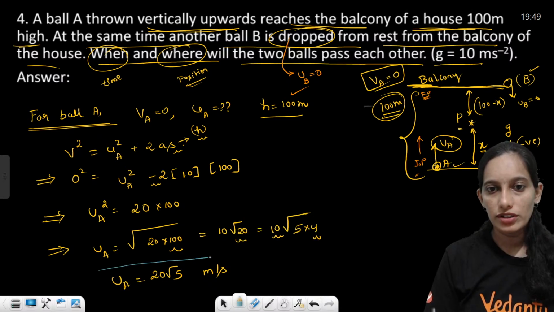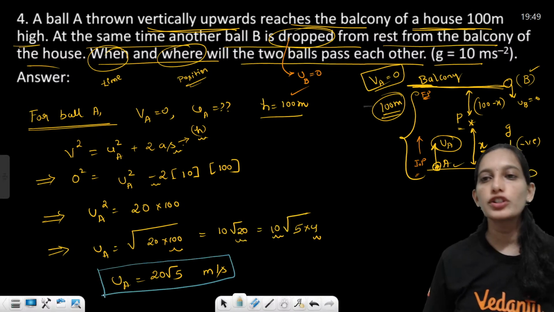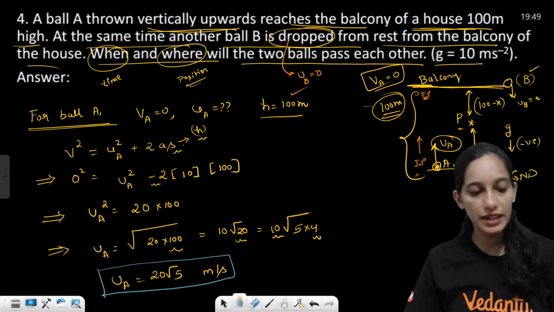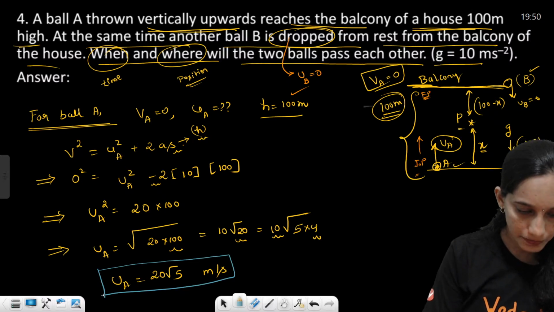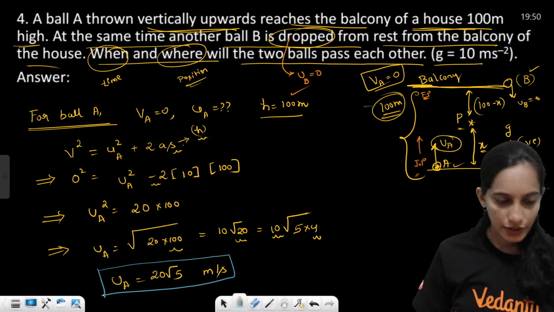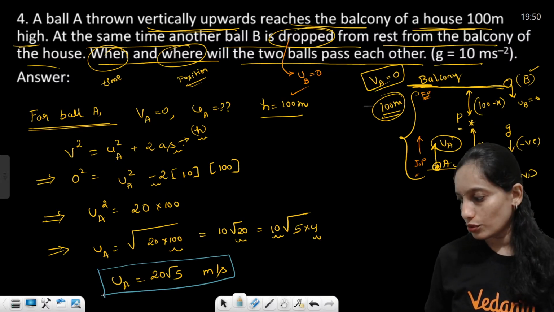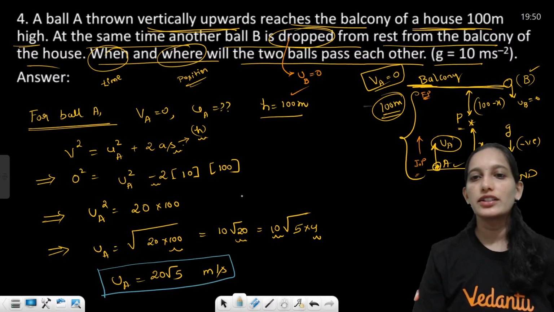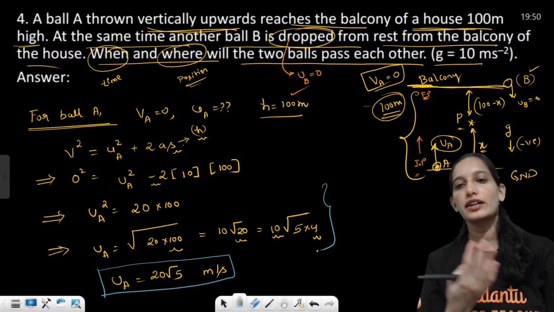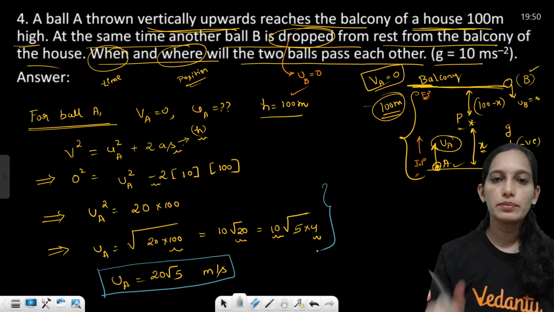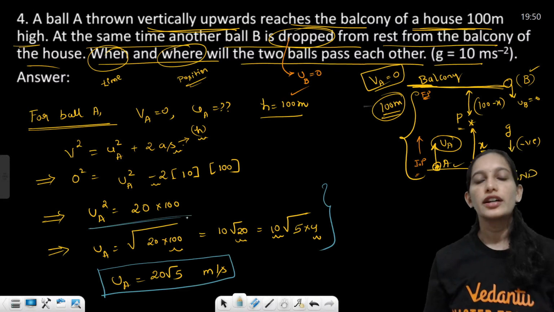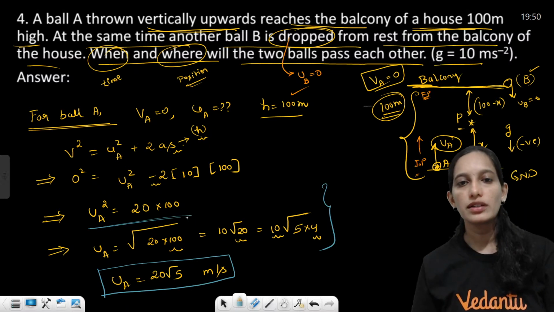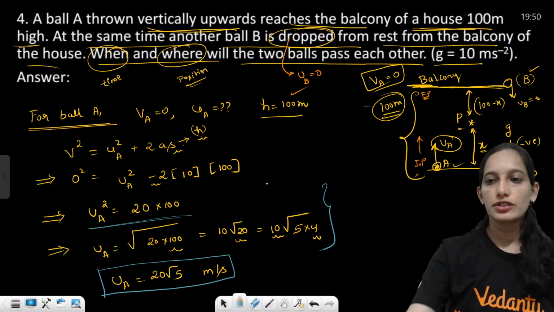Okay, so what we just got is the initial speed with which ball A is thrown, that is 20 into root 5 meters per second. Hope you're following. I had written all these steps in detail, but once you're familiar with the calculation, you can skip those steps. From here directly, ua squared is 20 into 100 means ua will be 10 root 20, which is nothing but 20 root 5. You can also use your calculator, no problem.